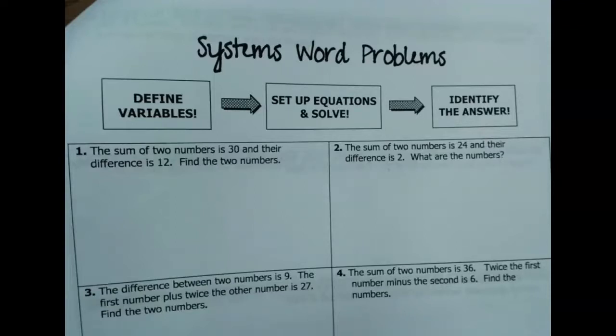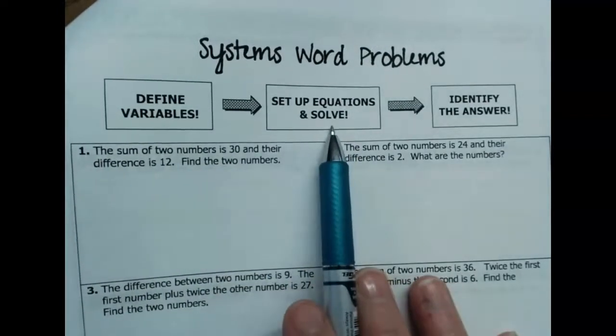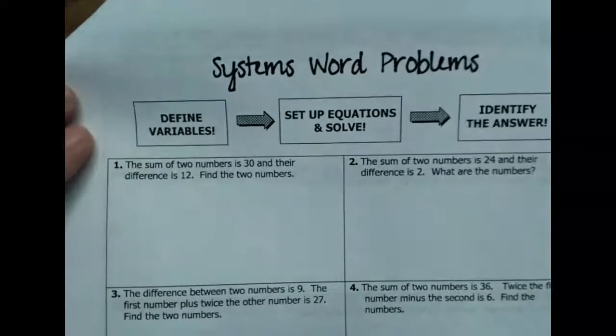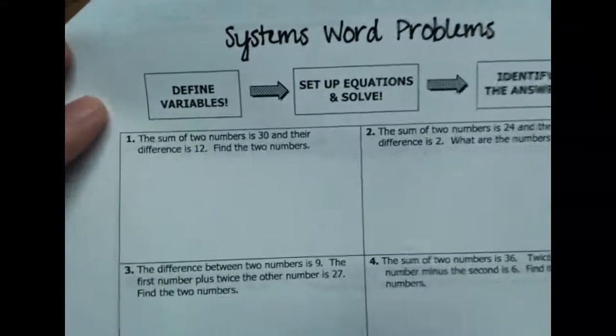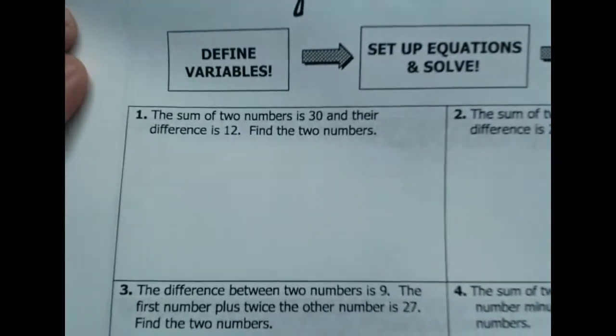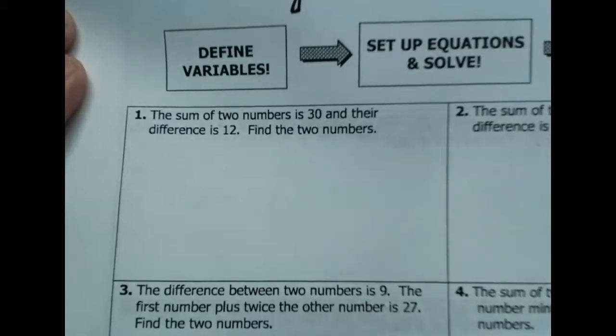So as we set up our problems, there's three things that we want to keep in mind. We want to define our variables. We want to set up our equations and solve, and then we need to identify the answer. So this is translating sentences into equations, which we have done previously, but now instead of just one equation, we need to write two equations for our system. So let's take a look at number one.